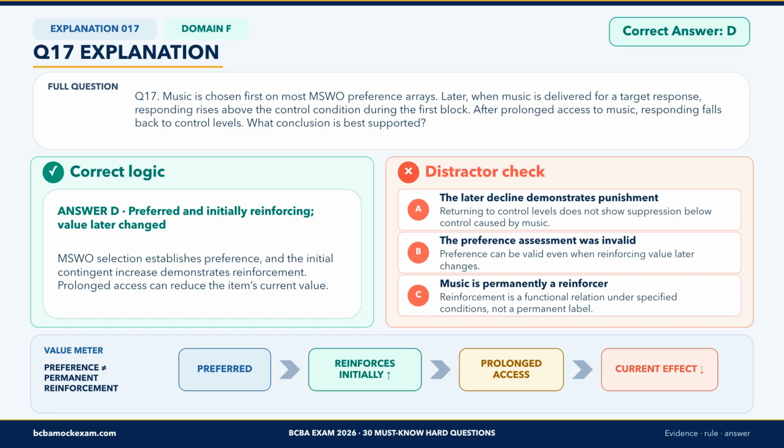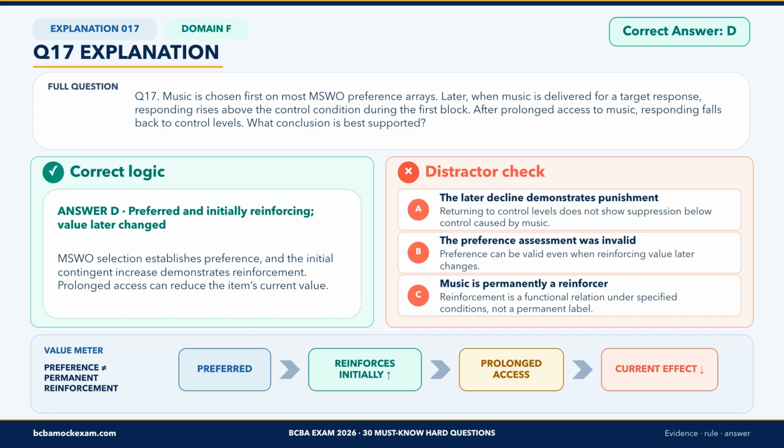Music was preferred and functioned as a reinforcer initially. The later loss of effect may reflect changed motivating conditions. Selection establishes preference. The initial contingent increase demonstrates reinforcement under those conditions, and prolonged access can alter current value. The two assessments answered different questions.